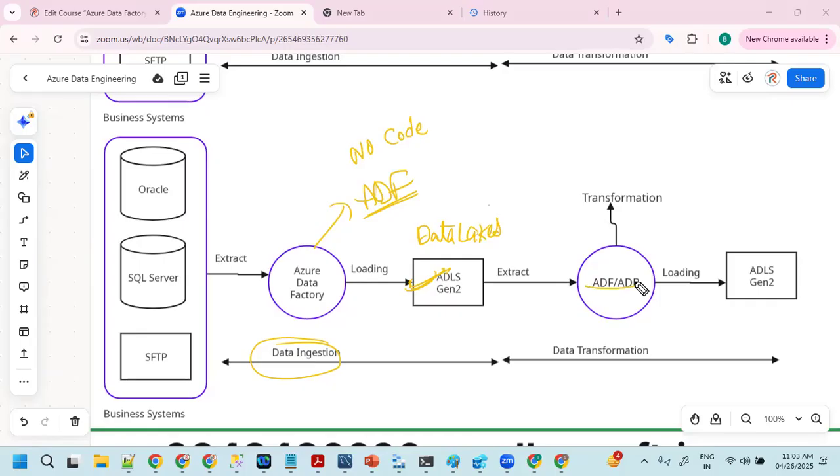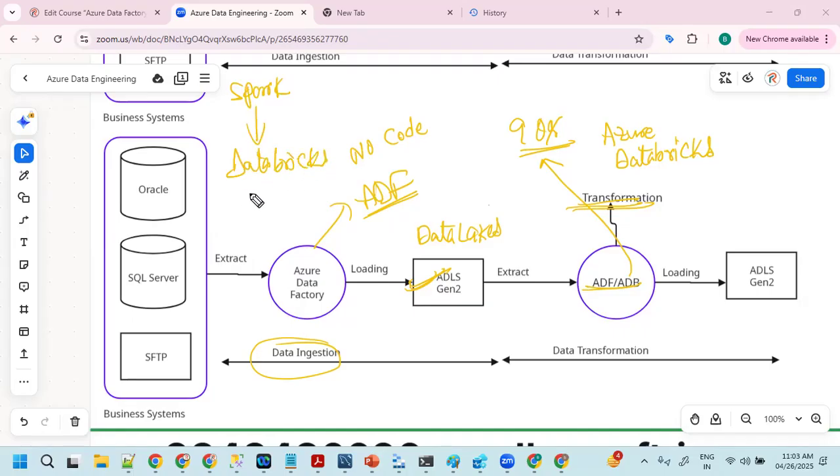And in the next stage, we can use Azure Data Factory for doing a transformation. But in the market, 90% of the time we are going to use Azure Databricks for transformation. So Databricks is very, very important. We are going to have Spark, and on top of Spark we have Databricks. And Databricks is associated with Azure, so we are calling it Azure Databricks.